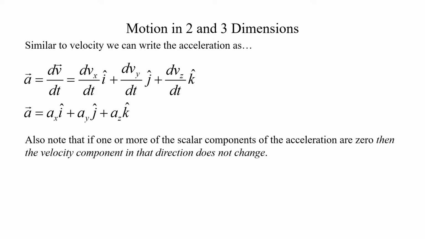So if one or more of the scalar components of the acceleration are zero, then the velocity component in that direction does not change. So, for example, if I only have acceleration in y, then the velocity in x or z does not change. That means dvx/dt would be 0, and dvz/dt would be 0.